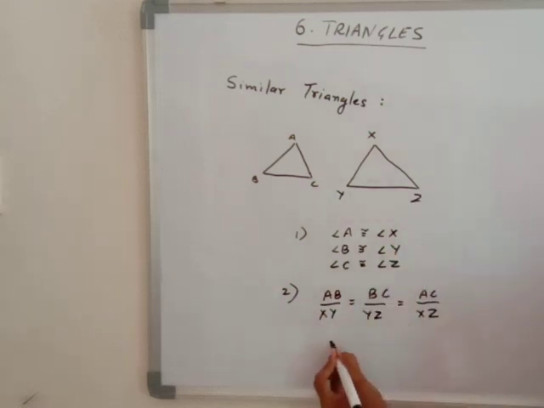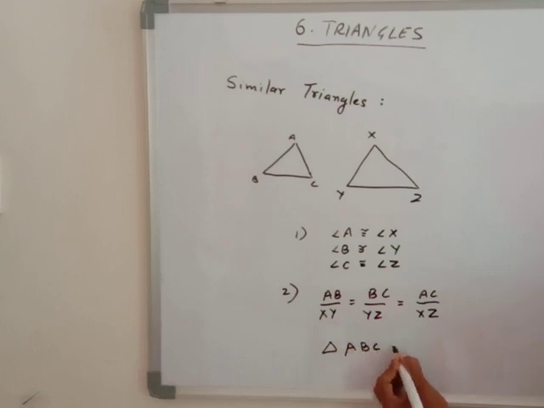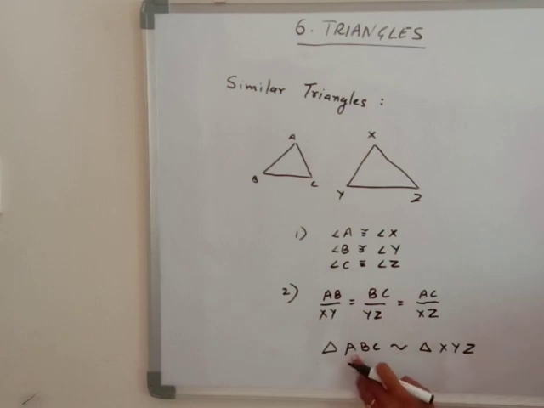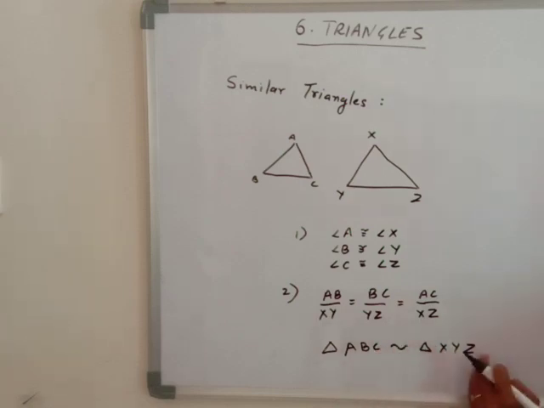Okay. Now how will we write it symbolically? We will write like this. Triangle ABC is similar to triangle XYZ. You can't change the order. Here A is equal to X, so both come first. B is equal to Y, so both are in the middle. And C is equal to Z, so both come last.